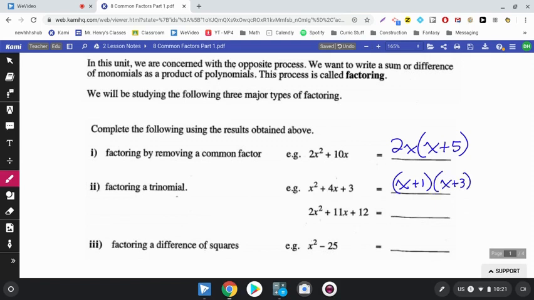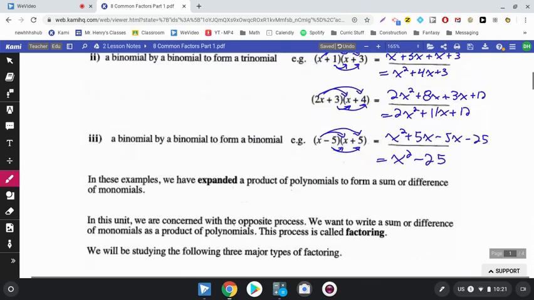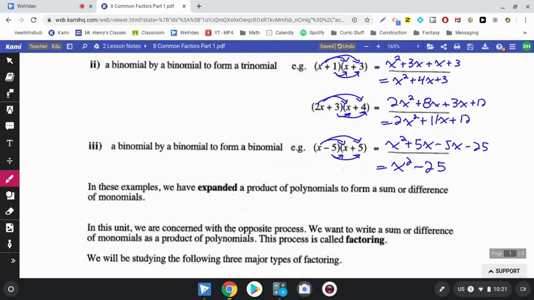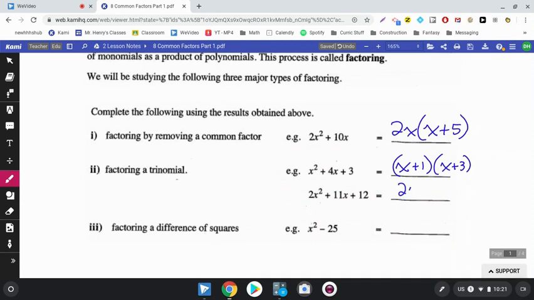And the ones I can continue: 2x squared plus 11x plus 12. That was originally 2x plus 3 times x plus 4. So I can factor this just by knowing what the product is, and the reason I know it is because I've done the multiplication. Well, we're going to look at different ways and different strategies to do this. Okay.